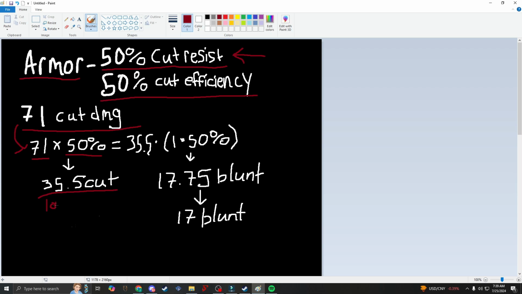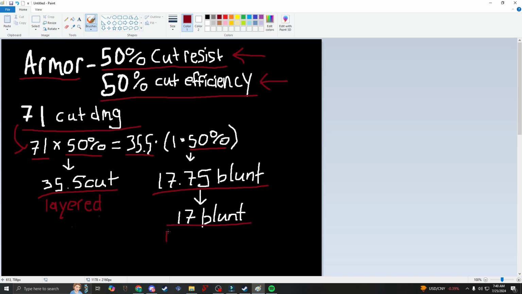That is going to be layered onto your next piece of armor following it. So it's going to be layered onto your shirt. If you get hit in the armor, it's going to go to your shirt. So now the remaining 35.5 from the remaining of the 71 is then going to be multiplied by the cut efficiency, which is 50%. So you're going to equal 17.75 blunt.